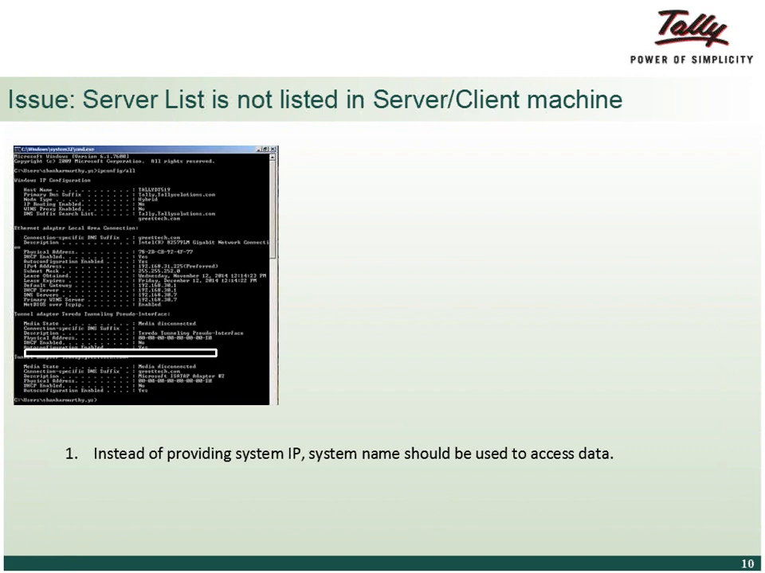So whenever a dynamic IP has been configured for the system, what we recommend is, instead of providing the system IP, you can provide the system name to access the data. Otherwise, if possible, use static IP instead of dynamic IP.